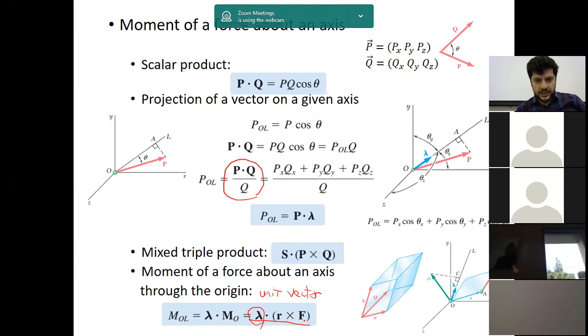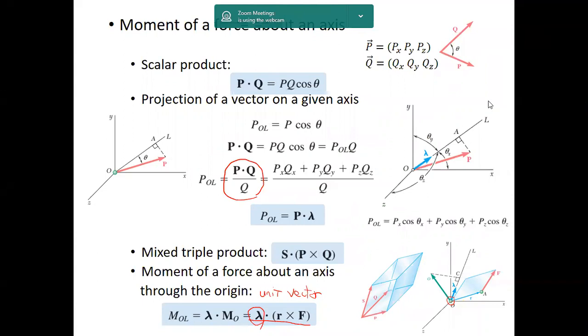So what you do is pick a point to calculate the moment about, like what you did before. Here we pick point O, and then calculate the cross product. It gives you the moment vector. And then if you simply make a dot product with the lambda of the vector, you get the projection of this cross product over the unit vector here.